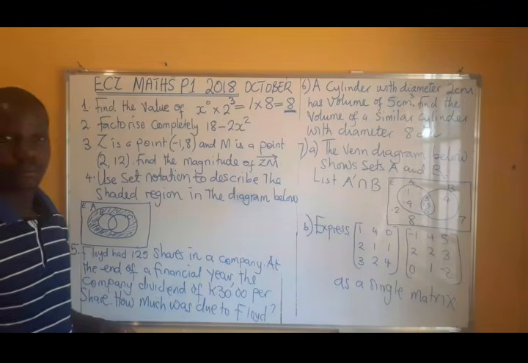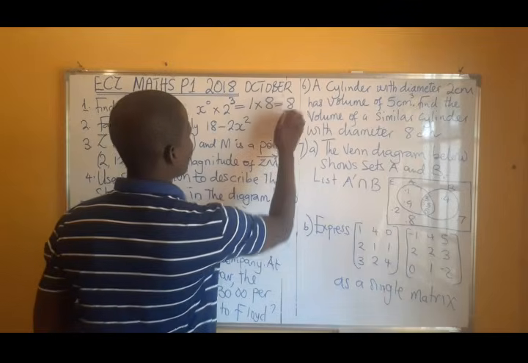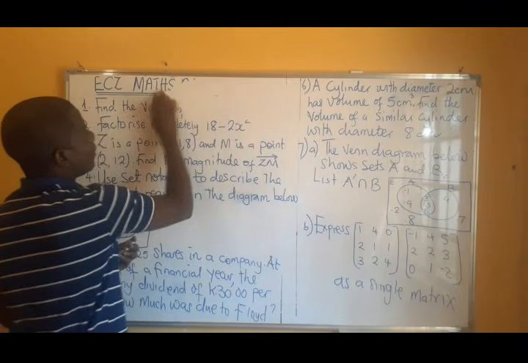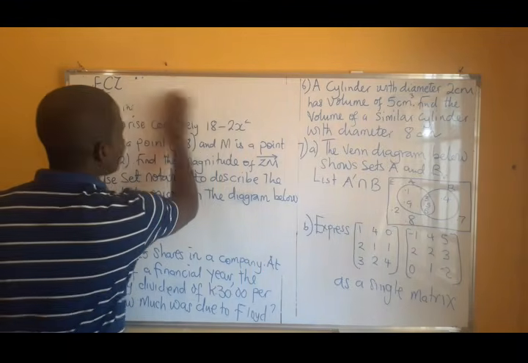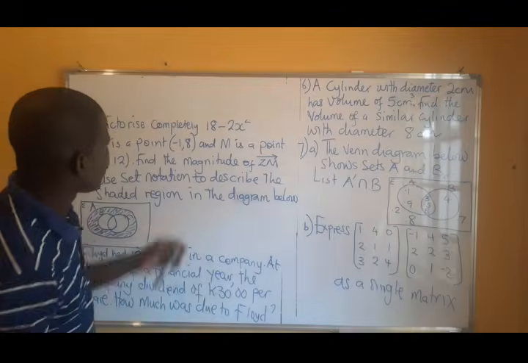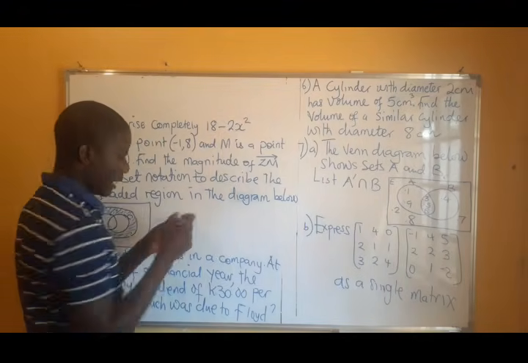So that is our answer for question 1. So we can go to question 2, which reads, factorize completely 18 minus 2x squared.